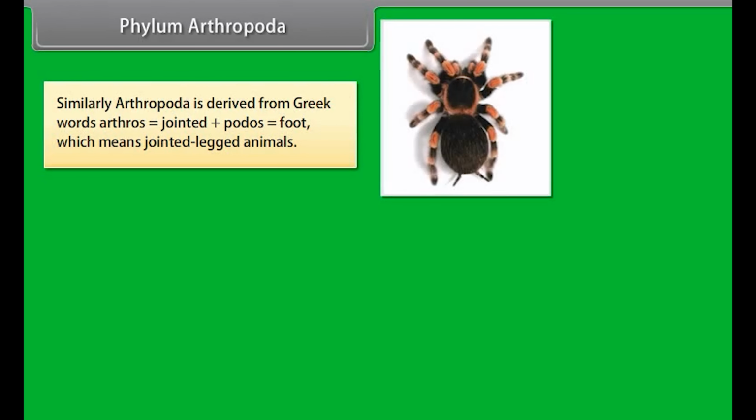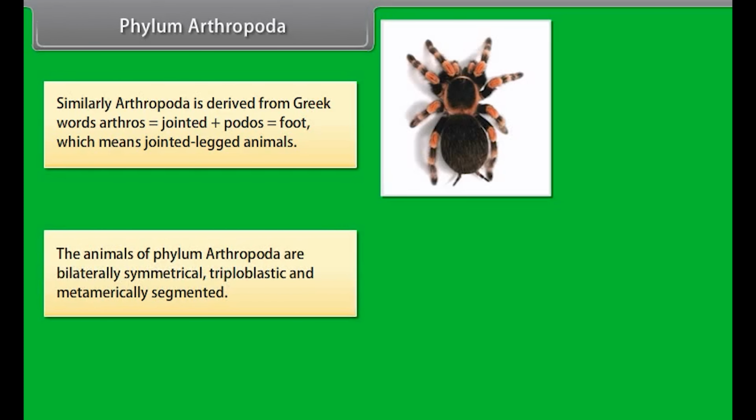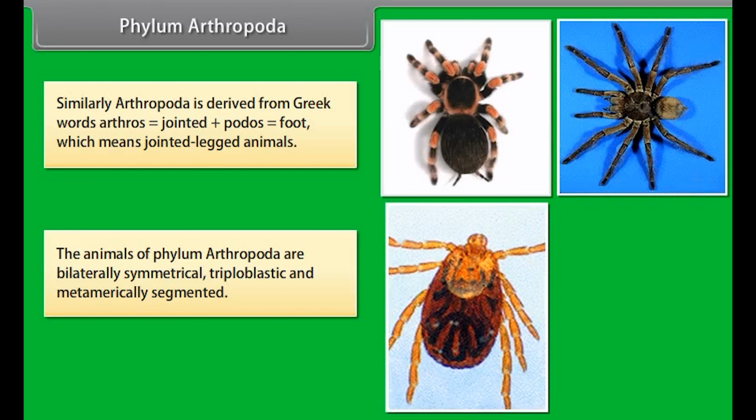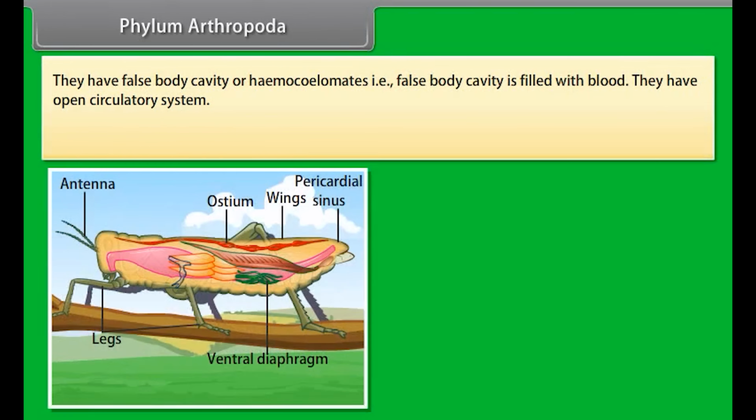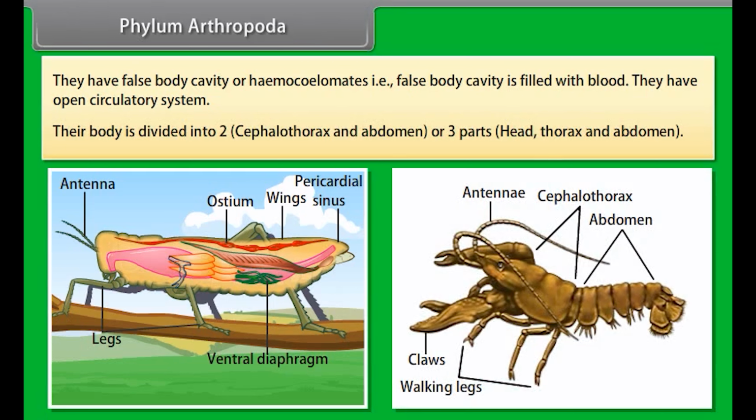Phylum Arthropoda. Similarly, Arthropoda is derived from Greek words arthros, which is jointed, plus podos, which is foot, which means jointed-legged animals. The animals of phylum Arthropoda are bilaterally symmetrical, triploblastic, and metamerically segmented. They have false body cavity, or hemocoelomates, that is, false body cavity is filled with blood. They have open circulatory system. Their body is divided into two parts, cephalothorax and abdomen, or three parts, head, thorax, and abdomen.